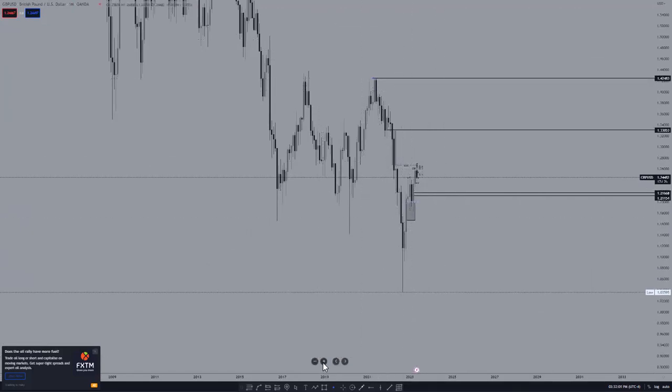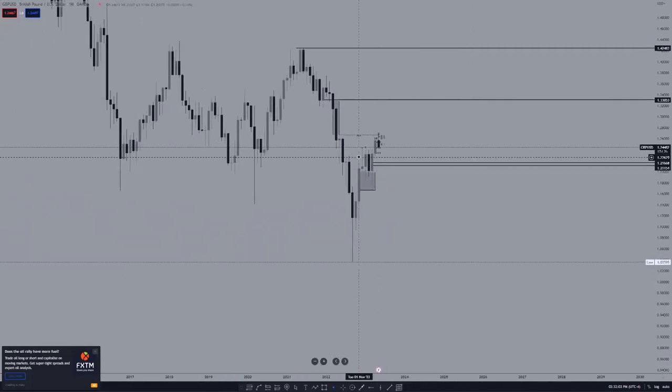This is the monthly. Over here we have what I can call a liquidity void, inefficiency, imbalance, which was left out here and has just been filled or rebalanced. I also have this other block here, which price might also trade into, and we can expect a reversal from there.